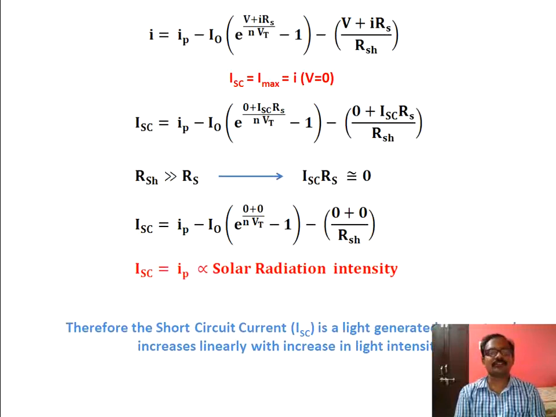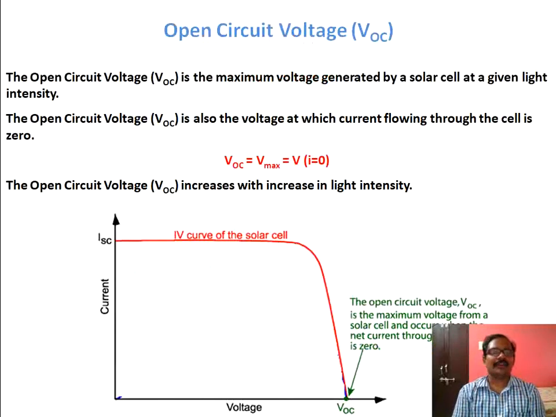Therefore, the short circuit current increases linearly with increase in solar radiation intensity. It is about the short circuit current. Now let's talk about the open circuit voltage. And I already told you what is the open circuit voltage.